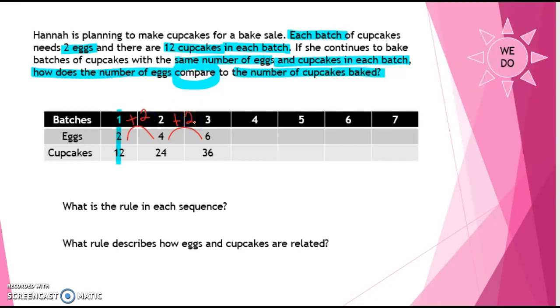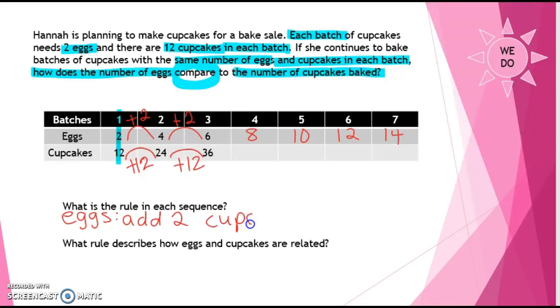So if we keep going, let's complete the rest of the chart. So if we add 2 to 6, we have 8, 10, 12, and 14. So the rule in each sequence, we can say the rule for the eggs is add 2. Okay, now let's do the same for the cupcakes. We have 12 to 24, 24 to 36. Okay, bigger numbers, but I think we're all intelligent students and we can figure out that we need to add 12 each time because they told us that one batch is 12 and each batch has the same number of cupcakes. So for the cupcakes, the rule is going to be add 12.